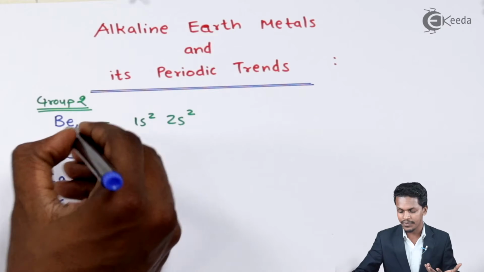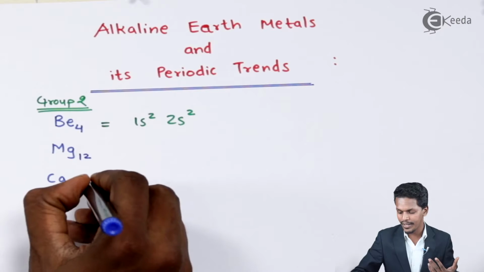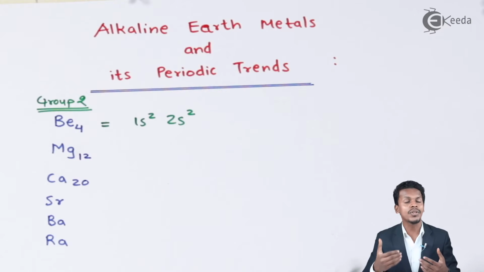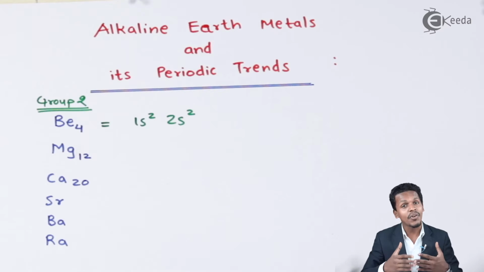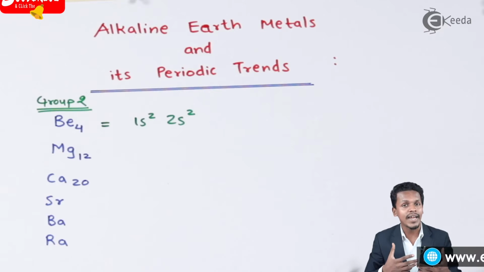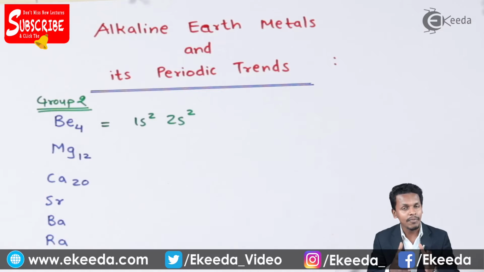Suppose for beryllium it is 4, and for magnesium it is 12, and for calcium it is 20. So as we move down the group, we observe that the atomic number goes on increasing, and thereby we could also say that the number of shells also increases. And because of this rapid change of the atomic number from beryllium to radium, it plays a very vital role in increasing the radius, or the atomic size. And that's the reason that as we move from top to bottom, the atomic size increases.